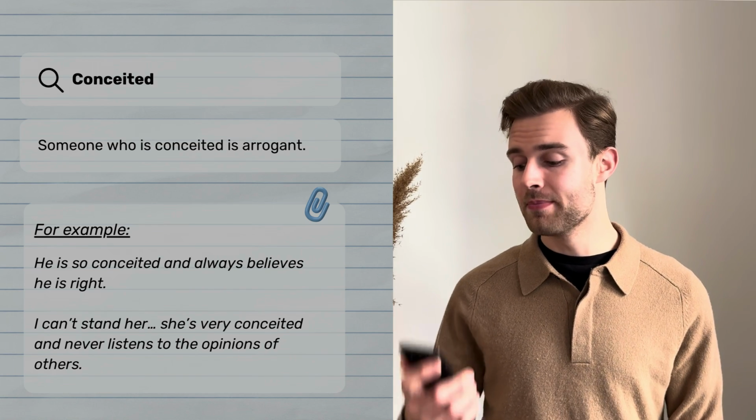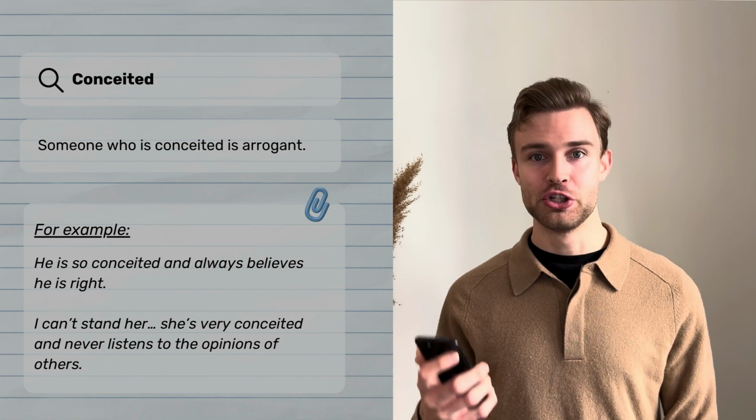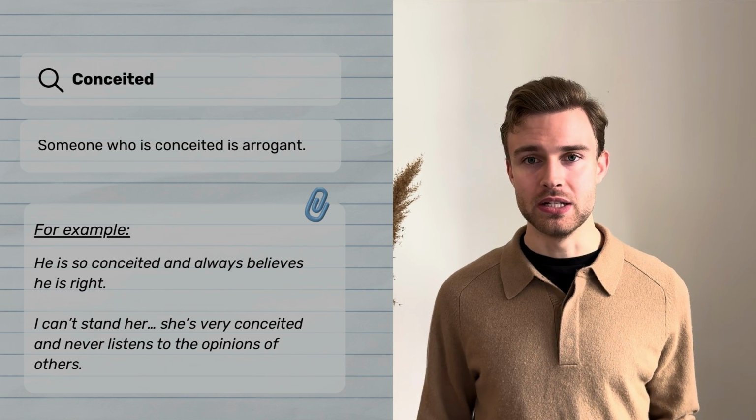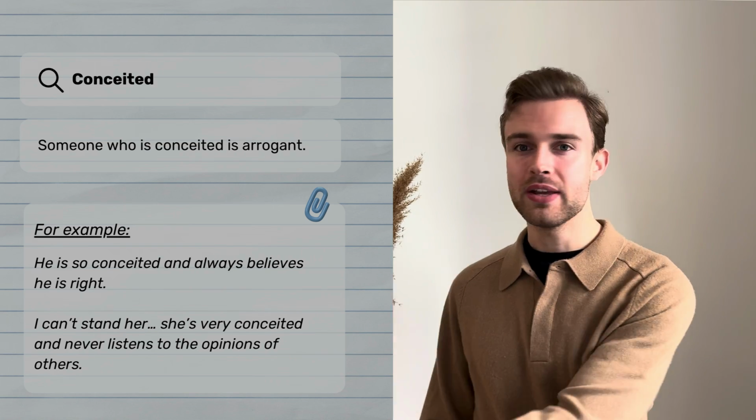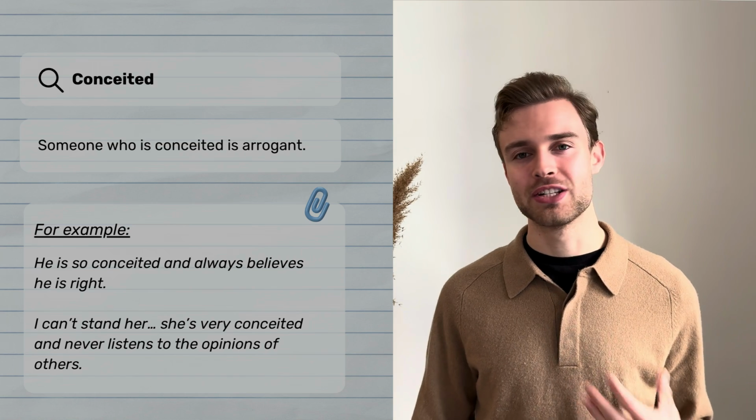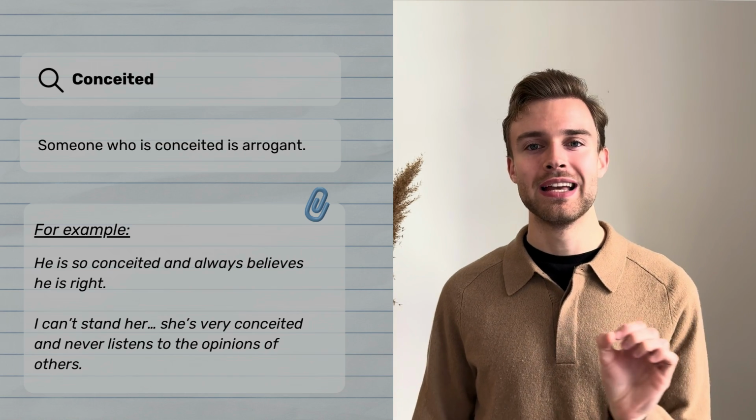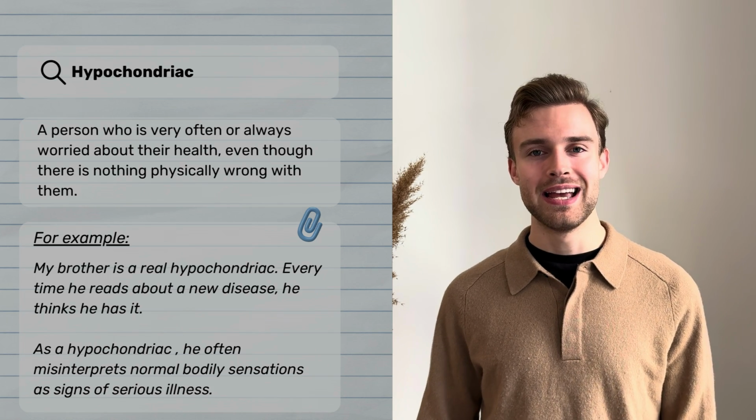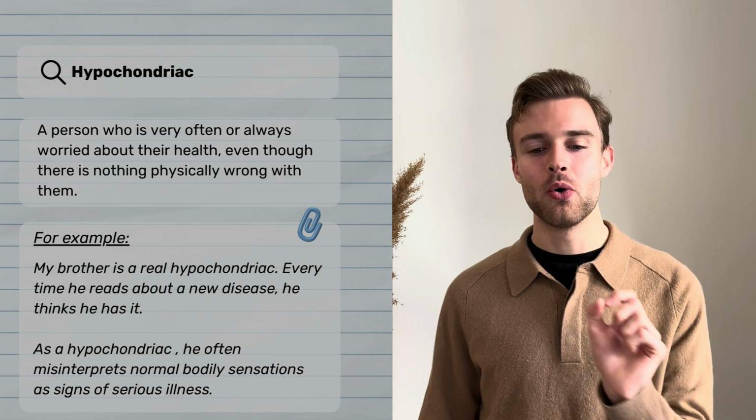Or you could say, I can't stand her. She's very conceited and she never listens to the opinions of others. She's very arrogant. She always thinks she's right. She's very conceited. Okay, let's look at the next word on our list, and that is a hypochondriac.